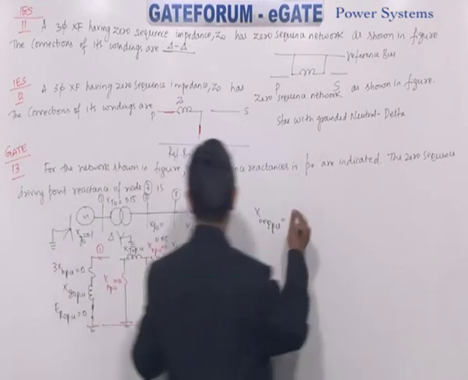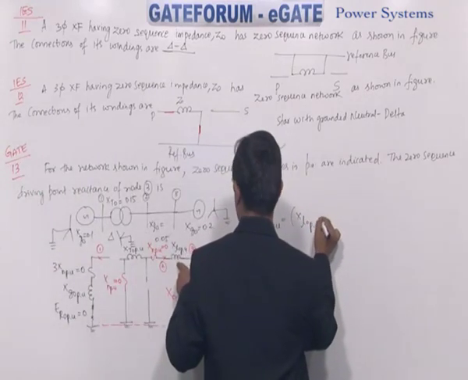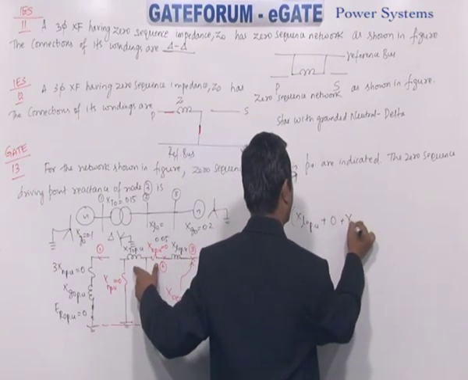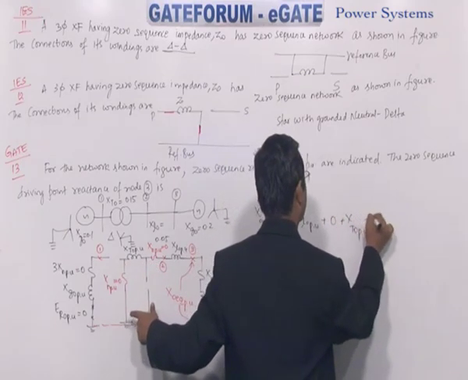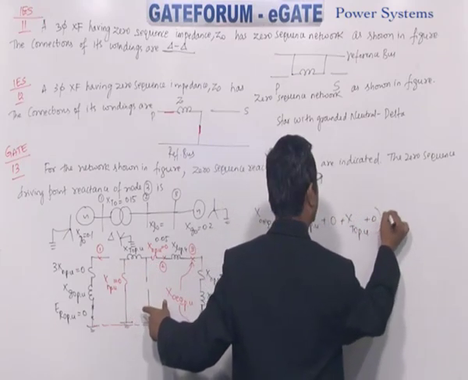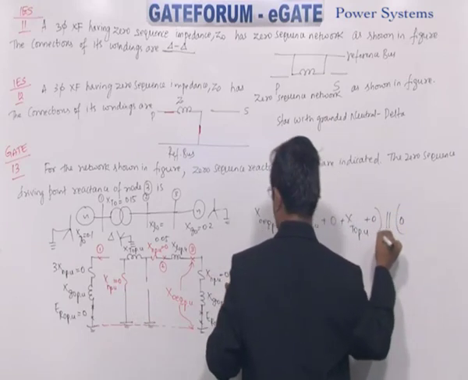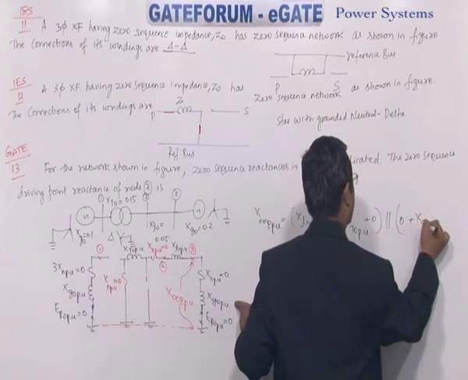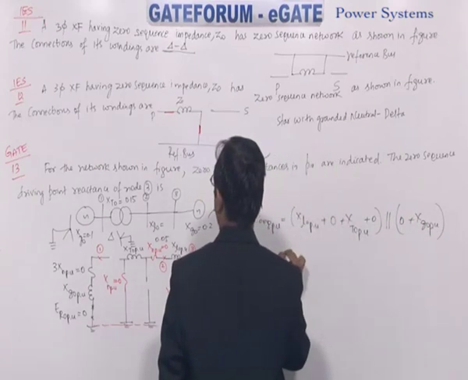So what you have to the left side? XL naught, Xn naught per unit 0, further XT naught per unit, again X naught, Xn is 0. What about to the right side? Xn per unit 0 and here Xg naught per unit. How much is XL naught?